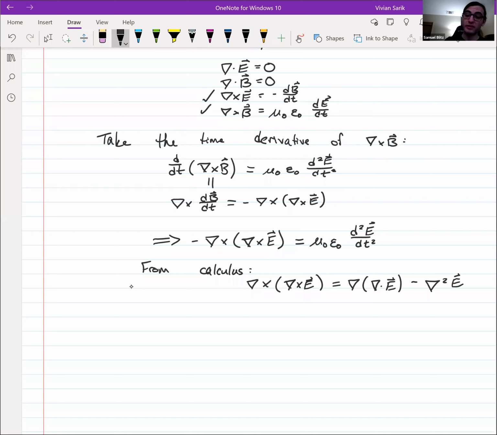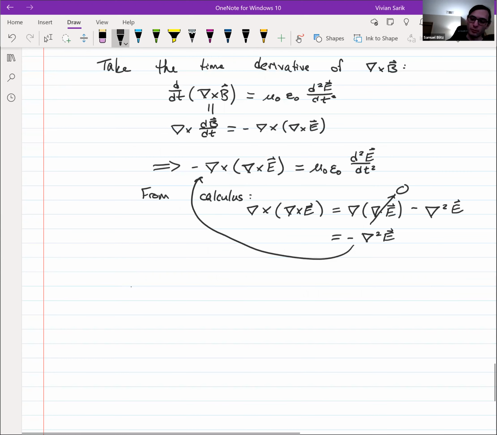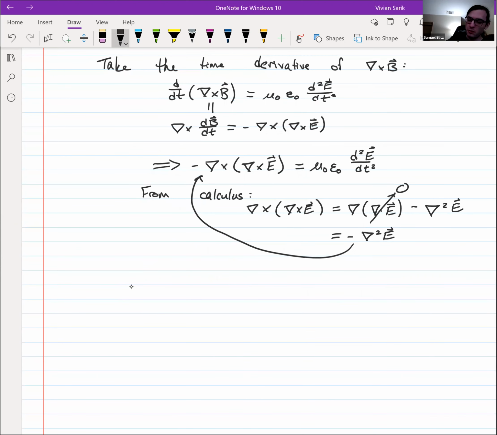And because from Gauss's law, the electric field has no divergence when there's no charges around, this term vanishes and we're left with minus Laplacian of the electric field. And so we can plug that back in here and we get the following equation. We get that the Laplacian of the electric field, the minus signs cancel out, is equal to mu naught epsilon naught times the second time derivative of the electric field.